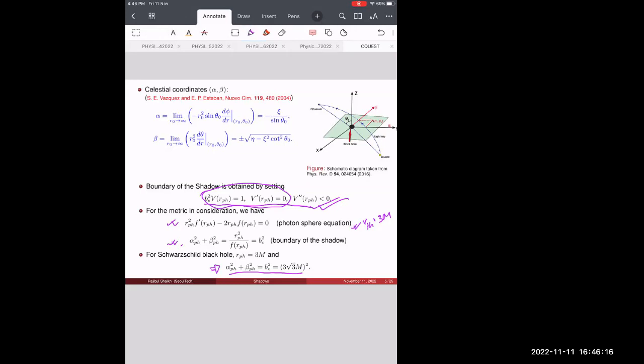However, this is the spherically symmetric case. In a spherically symmetric case, whether it's the equatorial plane or off the equatorial plane, in all planes the radius of the unstable circular orbits will be the same, meaning it will be 3m. So if we combine all those unstable circular orbits, we have a sphere, and the projection of that sphere onto the observer sky gives us a circular disk. That disk doesn't appear at 3m, but at 3√3m because of the bending of light.